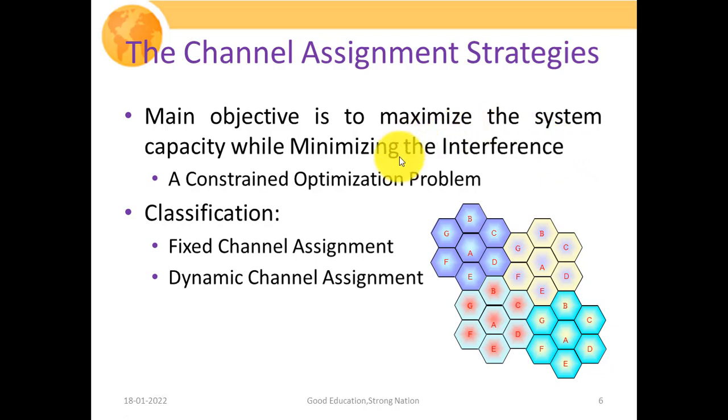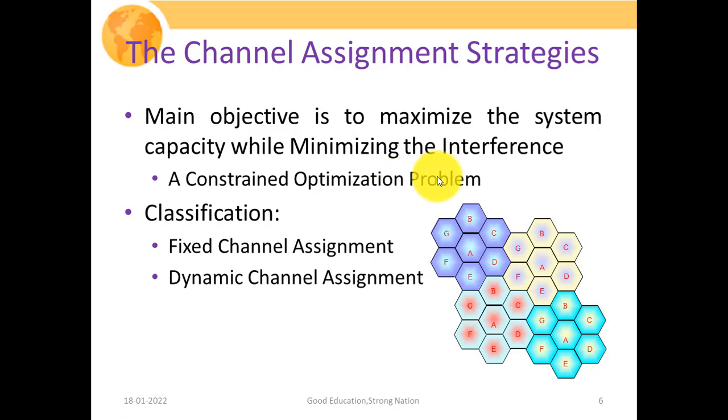So this is your constraint optimization problem. That is, if you are going to minimize your co-channel interference, it means you are going to place co-channel cells at farther distances, which will basically lead to low capacity. Whereas if you are going to increase the channel capacity, then in that particular situation you have to put co-channel cells nearby, which will definitely increase your co-channel interference. So it is basically a constraint optimization problem.